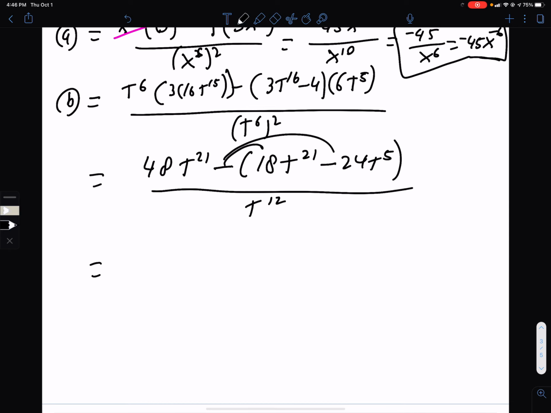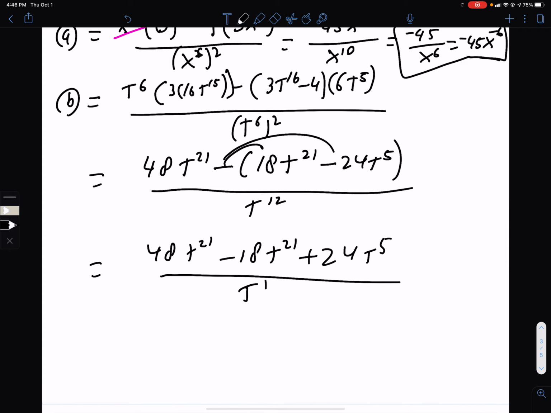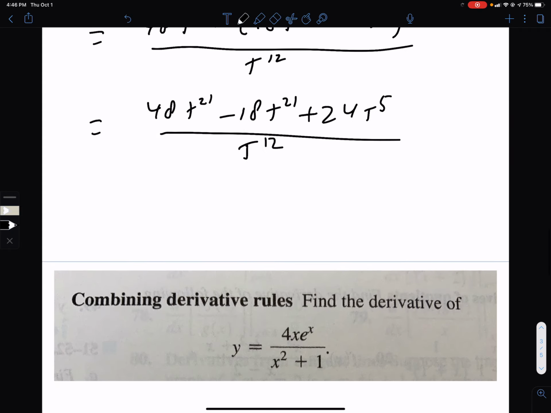I distribute the minus to both of those, and I will get 48 t to the 21 minus 18 t to the 21. Hey, I like that. Plus 24 t to the 5th. Remember, the minus becomes plus. All over t to the 12th. I'm seeing things I like.